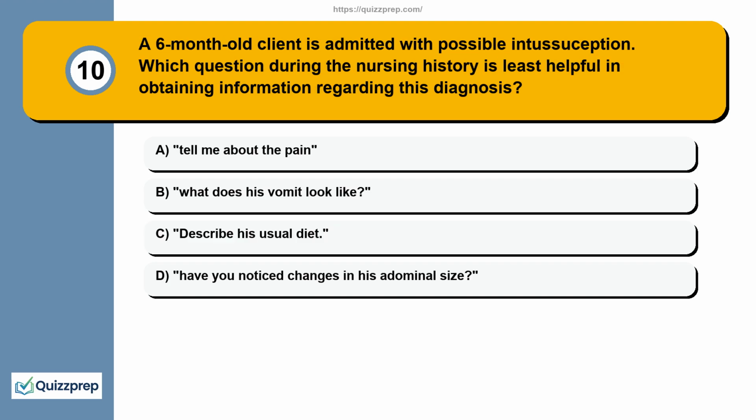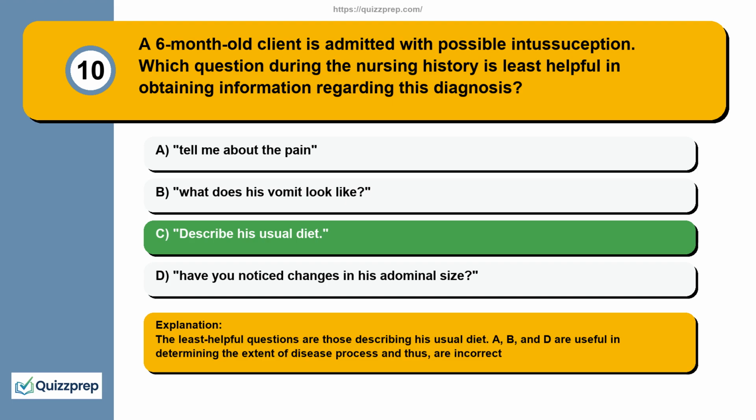Question 10. A 6-month-old client is admitted with possible intussusception. Which question during the nursing history is least helpful in obtaining information regarding this diagnosis? Tell me about the pain. What does his vomit look like? Describe his usual diet. Have you noticed changes in his abdominal size? The least helpful question is the one describing his usual diet. A, B, and D are useful in determining the extent of the disease process and thus are incorrect.